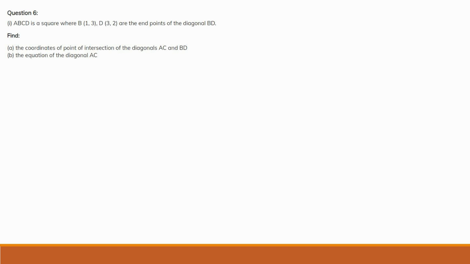Okay, we have done two questions, 4 and 5. Let's move to the next question, 6. Here, it's given ABCD is a square where B is (1, 3) and D is (3, 2), the endpoints of diagonal BD. Find the coordinates of the point of intersection of the diagonals AC and BD. Similarly, please try to solve on your own first, and then we will see how to do it.